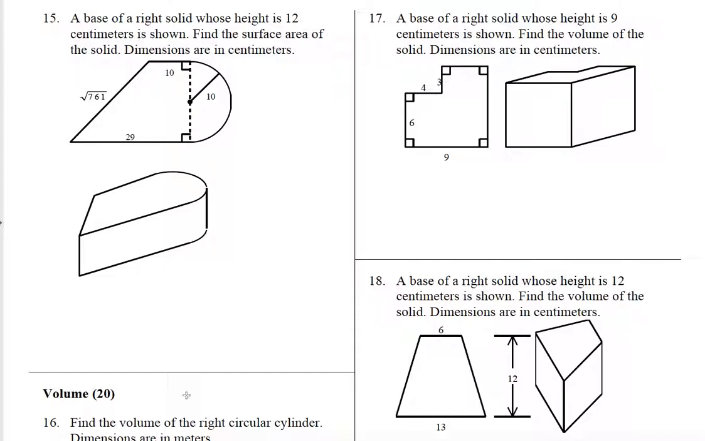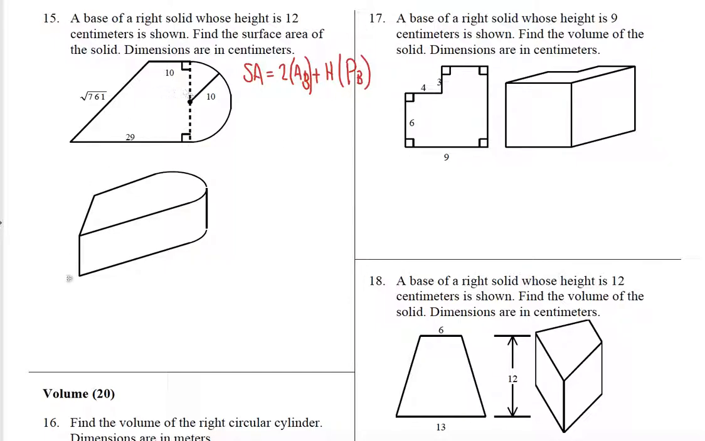This is quite a scary one for students because sometimes they see this square root and they freak out, but it's okay. So find the surface area of the solid. So the surface area is the same formula that we just saw. So surface area equals 2 times the area of the base plus the perimeter of the base times height.